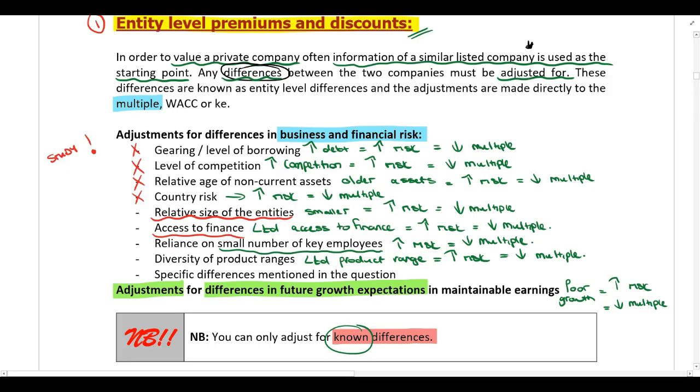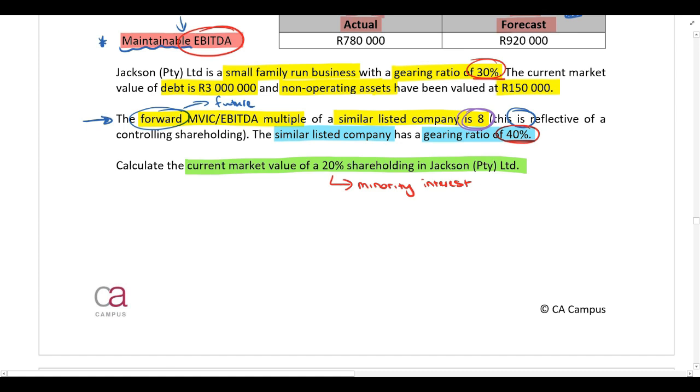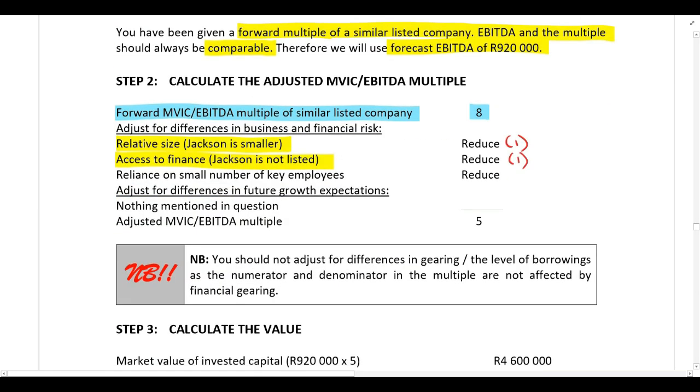Reliance on a small number of key employees. This one is also going to be applicable. We are specifically told they are a small family-run business. So they are going to be reliant on a small number of key employees. That obviously increases their risk, so we need to decrease the multiple.